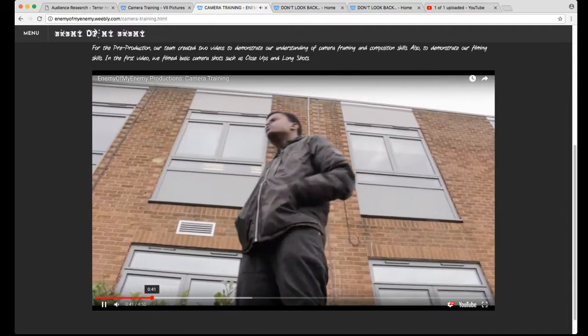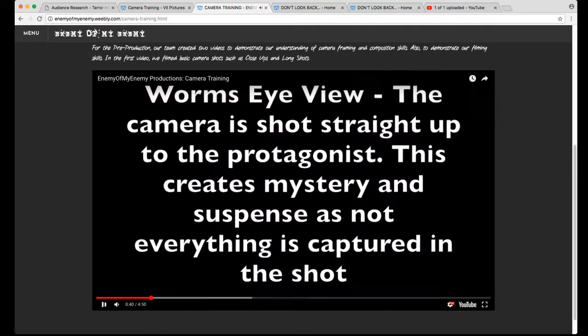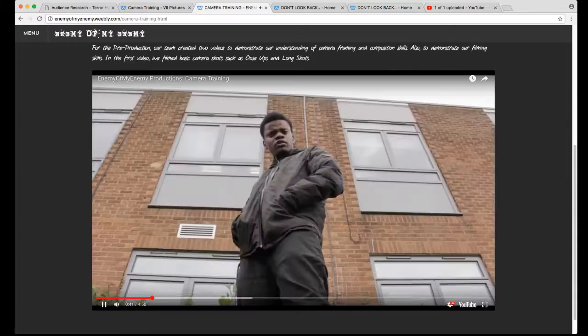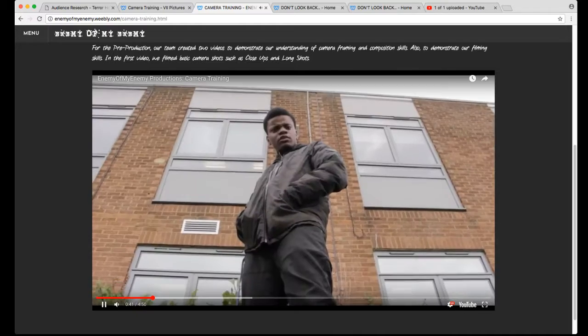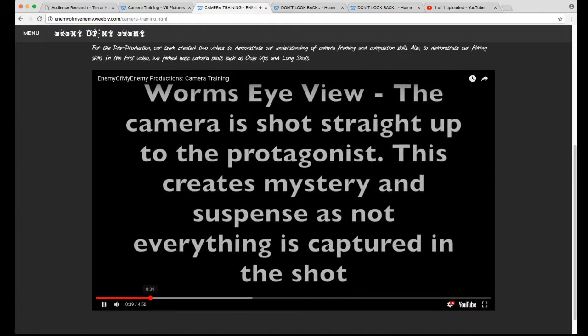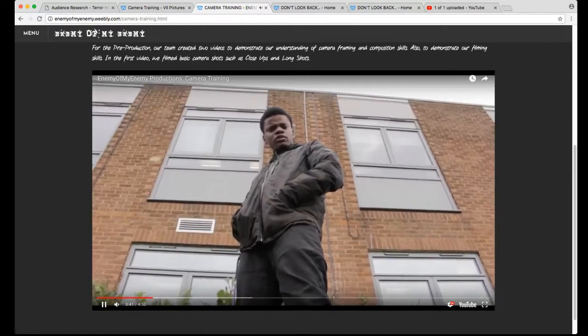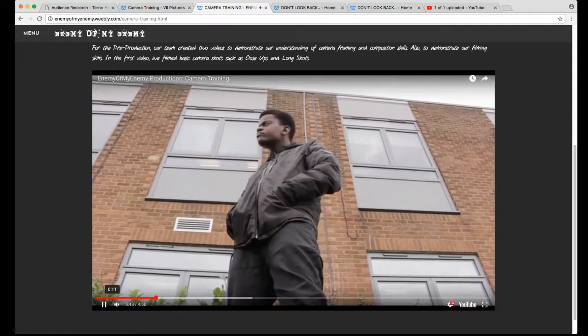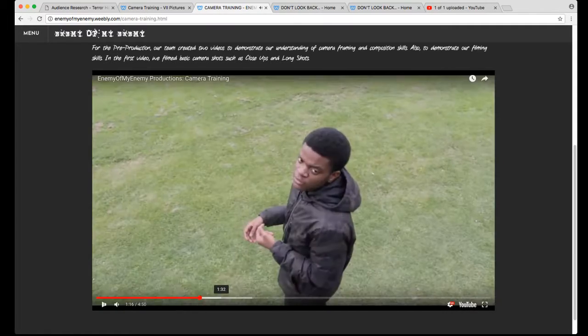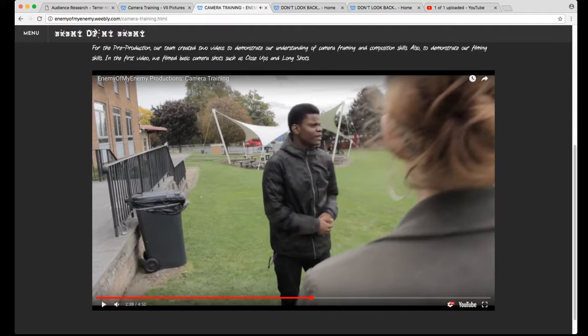I'm thinking about this low angle here. Yeah, so it doesn't really create mystery and suspense, does it? Because we can see him, so I'm not sure what the mystery is, or the suspense. It shows him as looking powerful, but that's not what you've written here. So I think, again, the analysis needs looking at a bit more carefully here, because otherwise we don't really know why we're using it.